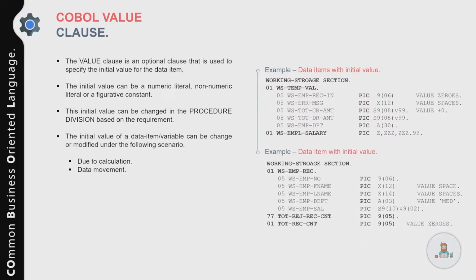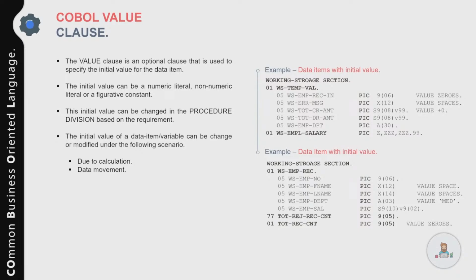So this is how you can use the VALUE clause to assign an initial value to the variables that you define. In our next example, we have a group variable, that is WS-EMP-REC, and there are elementary items defined under that particular group item. If you notice, first name and last name we have defined as X of 12 and X of 14, and we have assigned an initial value of space and spaces.